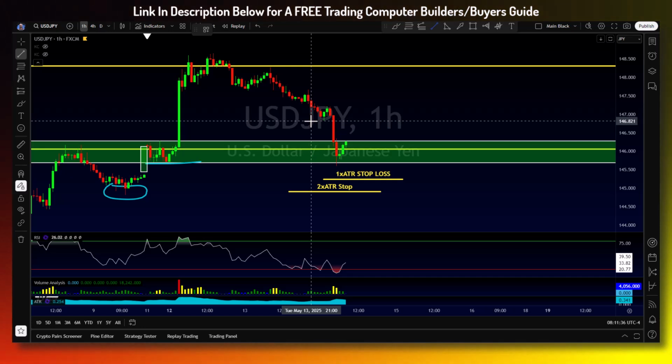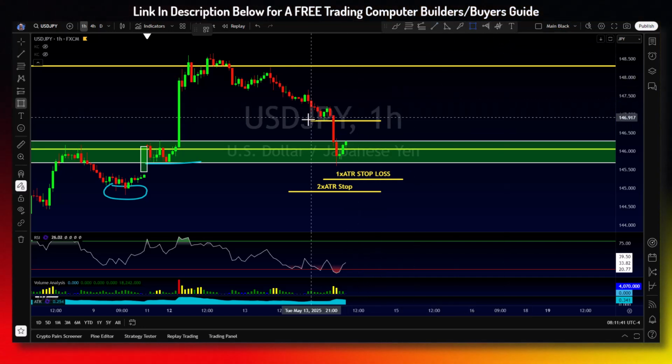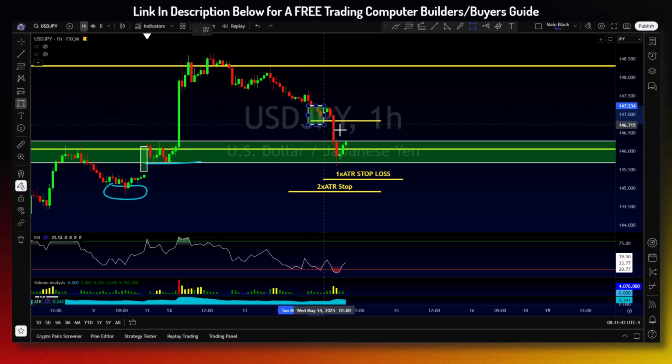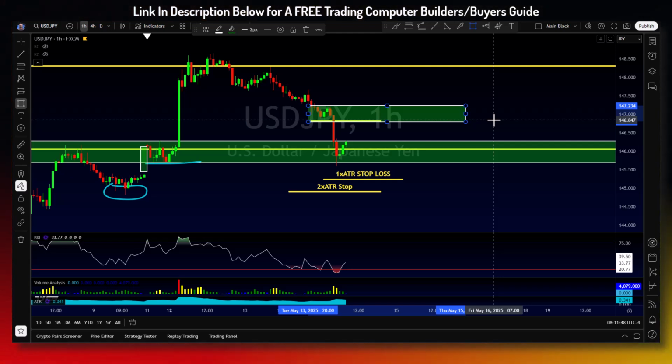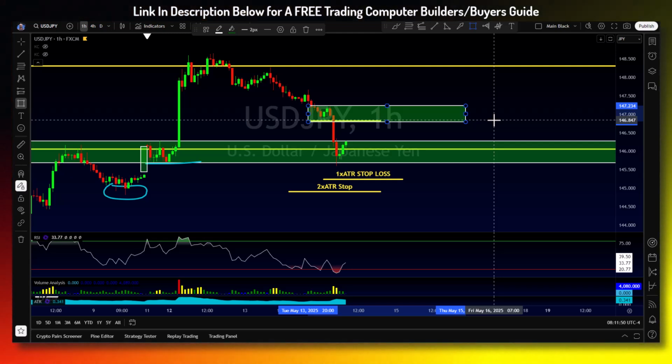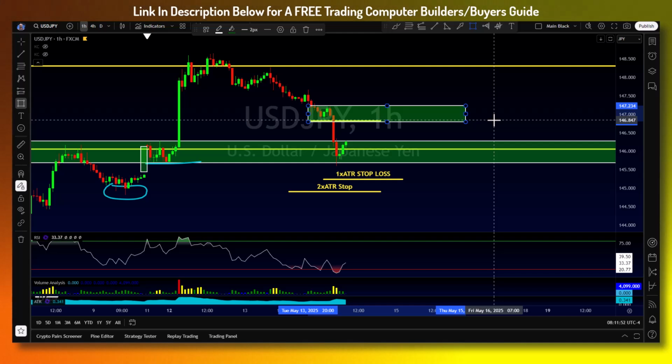146.85. Looking at this inside level of structure right there. Some of you guys are probably going to identify the same level. So let's just do this. This zone right here. I think that, if you're looking for the most conservative target ever, that is the safest place.